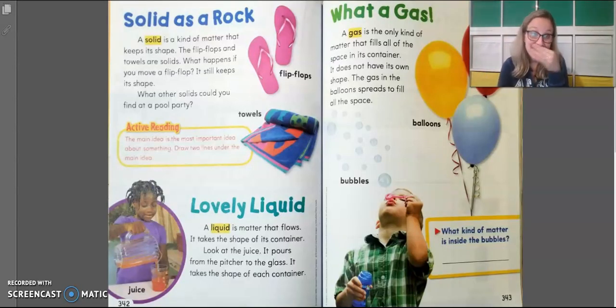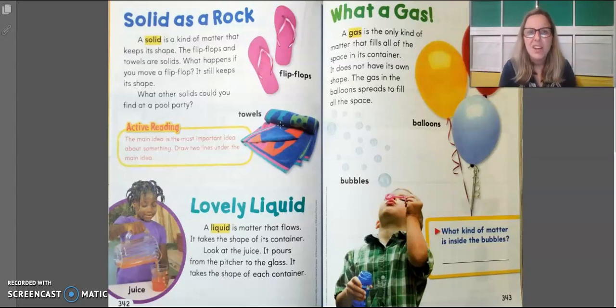All right, so at the top of page 342, it says solid as a rock. A solid is a kind of matter that keeps its shape. Okay, the flip-flops and the towel are solids. If you move the flip-flops or you move the towel, they don't change shape. They're the same shape and the same size, no matter where we put them.